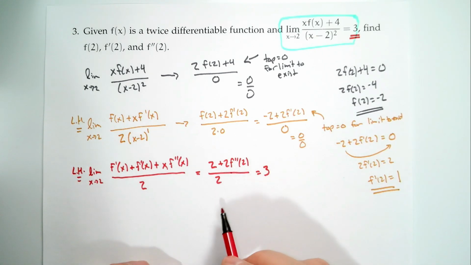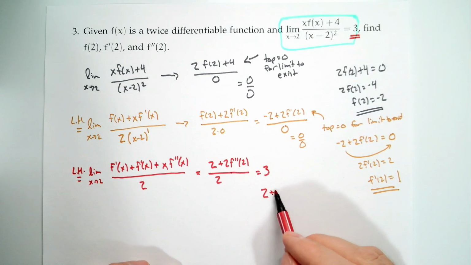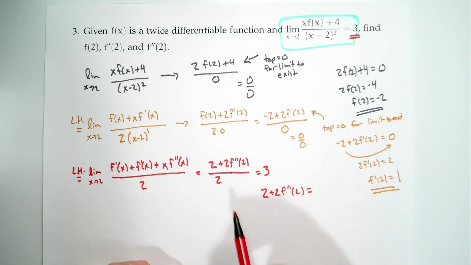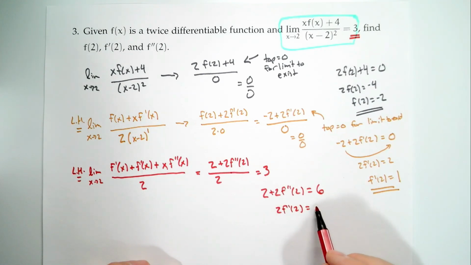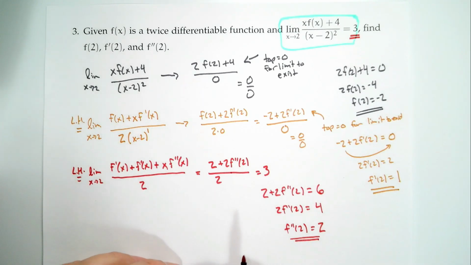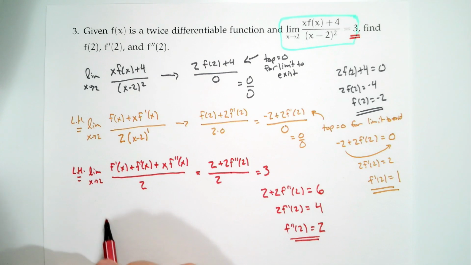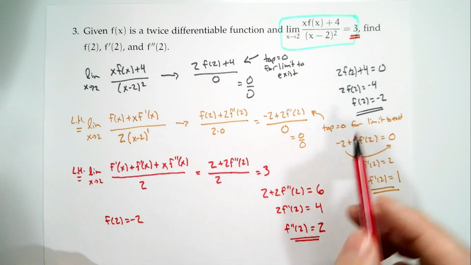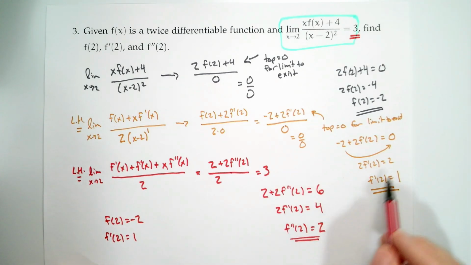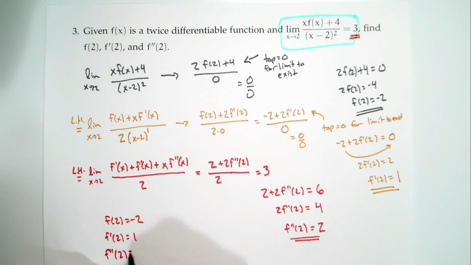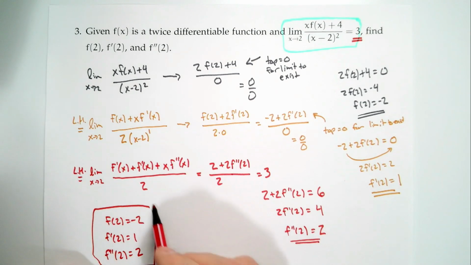All right, multiply by 2, we get that 2 plus 2 f double prime of 2 has to equal 6. Subtract 2, 2 f double prime of 2 has to equal 4, and divide. F double prime of 2 has to equal 2. And now we have our pieces. So we're ready to say what our answer is. Our answer is f of 2 is negative 2, f prime of 2 is 1, that's from here, and f double prime of 2 is positive 2. That's it. That's the answer.